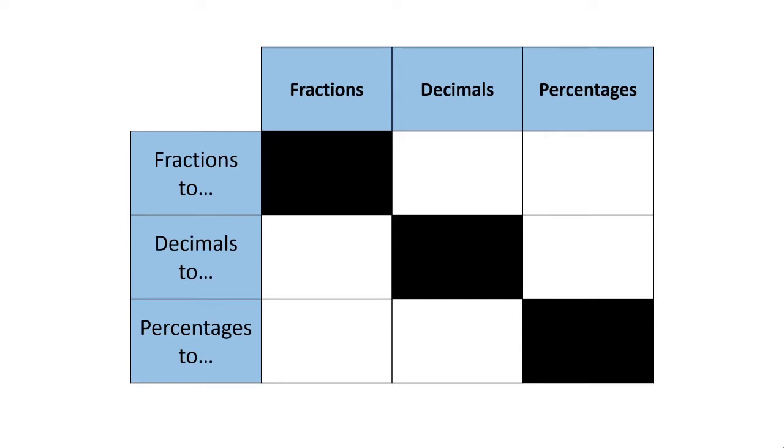Well, we've just seen how to switch from fractions to decimals, so that's the one we're going to fill in first. To switch a fraction to a decimal, all we need to do is do the divide. Treat the fraction as the divide that actually it is. Top number divided by bottom number.